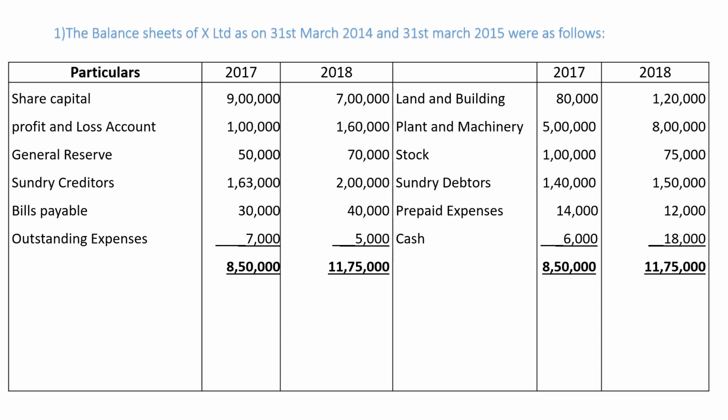See the assets: land and building 80,000, 1 lakh; 20,000; plant and machinery 5 lakhs, 8 lakhs; stock 1 lakh, 75,000; sundry debtors 1 lakh 40,000, 1 lakh 50,000; prepaid expenses 14,000, 12,000; cash 6,000, 18,000. Total of assets for the year 2017 is 8,50,000. For the year 2018 it is 11,75,000.